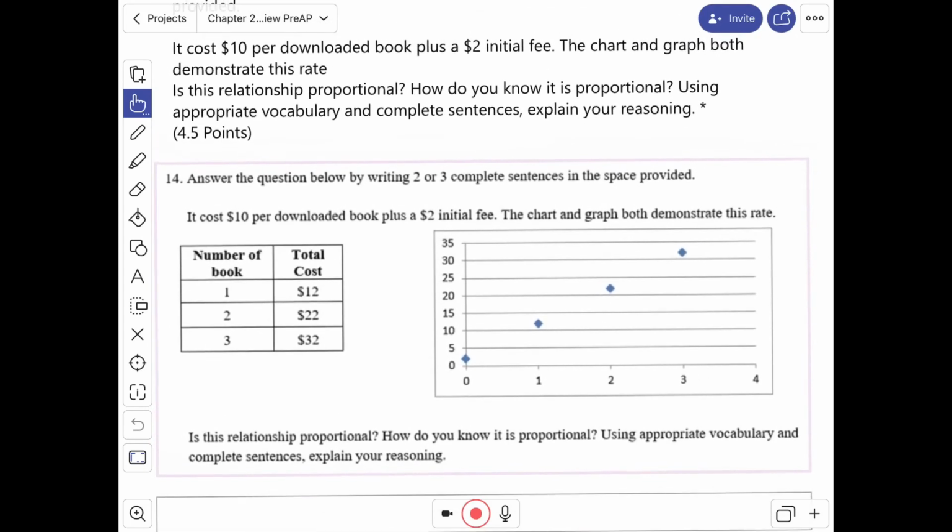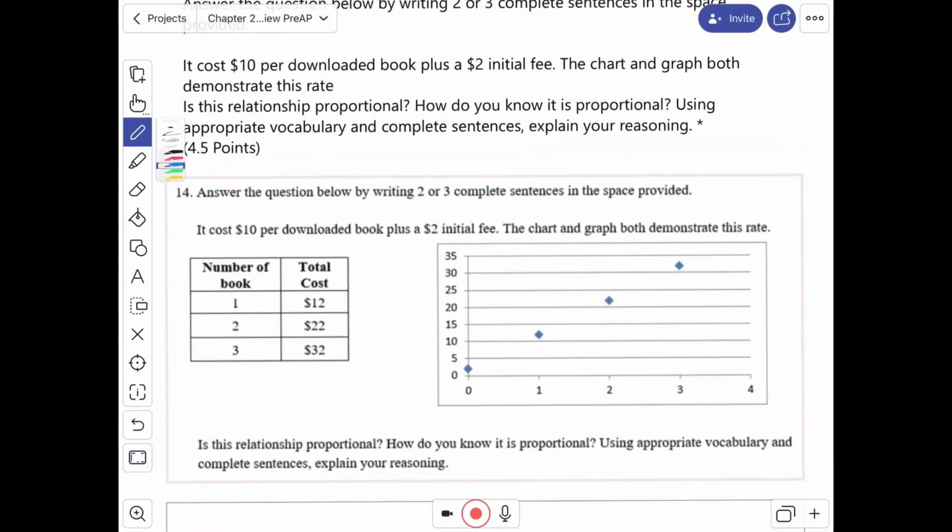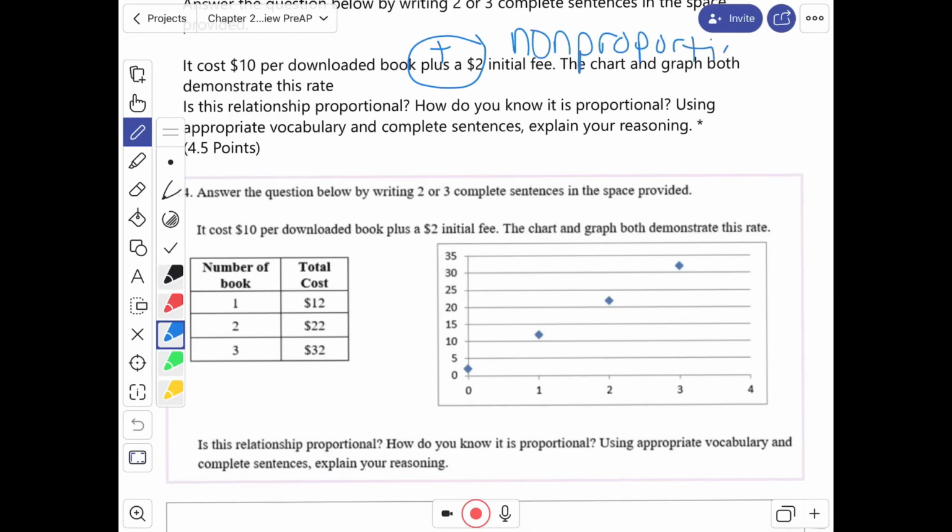So it asks, is it proportional? And there's something I noticed in the problem. It says plus a $2 fee. Anytime the problem involves addition, then it is non-proportional. I also notice it does not go through the origin. And for it to be proportional, it's going to have to go through the origin.